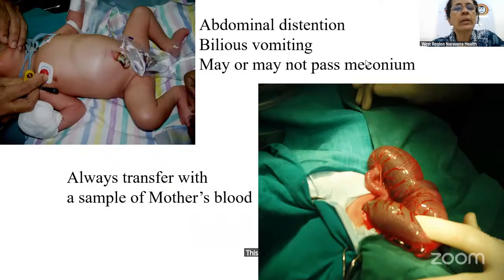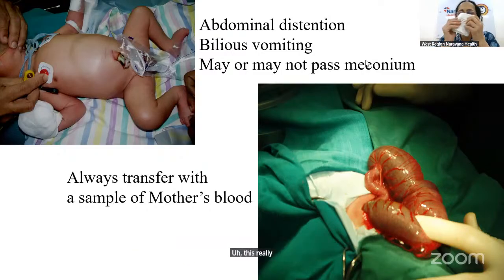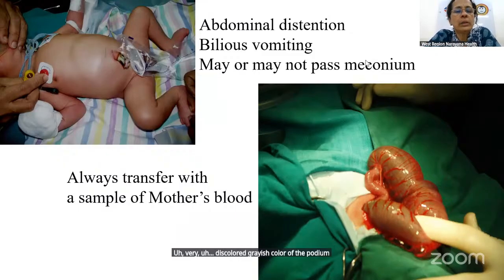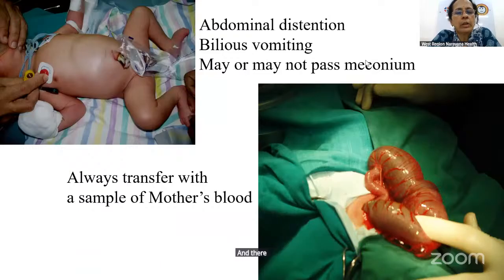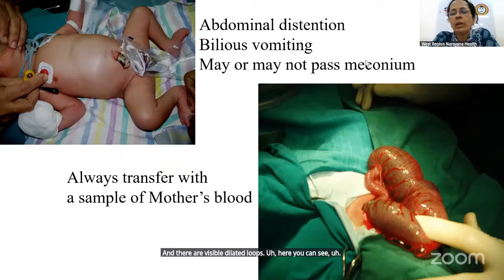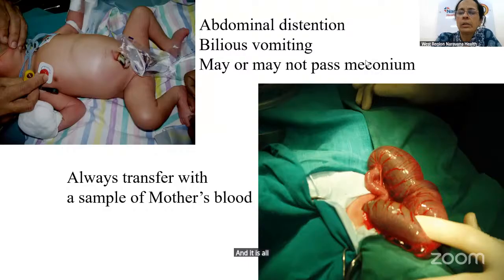This is another case presented on day 2 of life with abdominal distension and bilious vomiting. This baby has passed only a speck of very discolored grayish meconium and thereafter has not passed any. You can see the abdomen is distended and there are visible dilated loops. Here we can see that this is a type of atresia. The proximal part is full and dilated, and distally it is all collapsed.